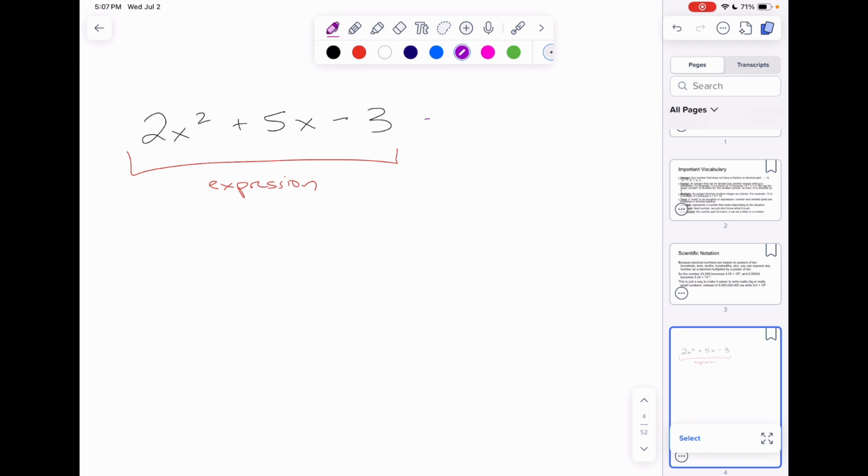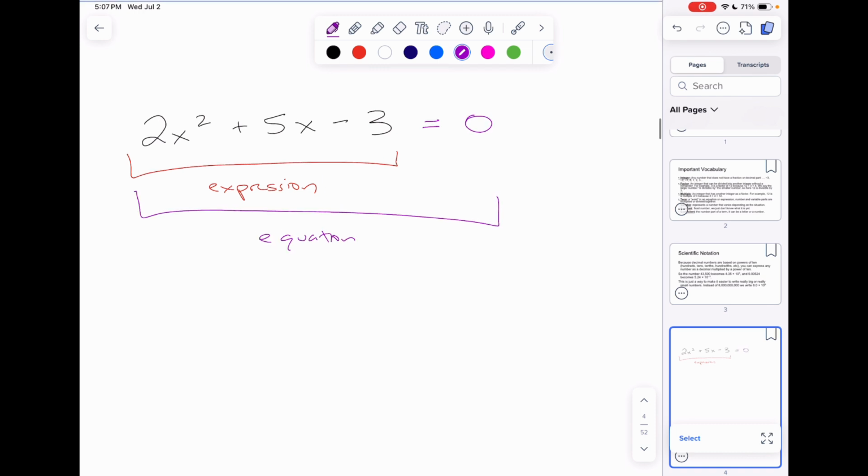However, if I do this, now this whole thing would be an equation. Why? It has an equal sign inside it. So that's how we can know it's an equation. The best we can do with expressions is to change their form, but not their values, of course, or pop something in for x to find out what it would equal.